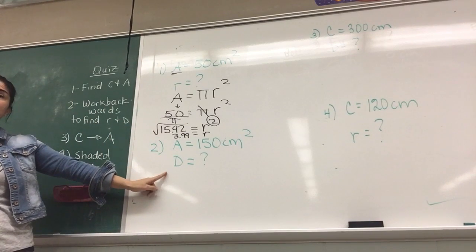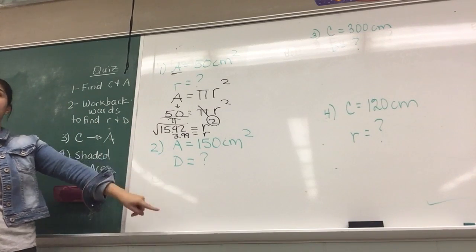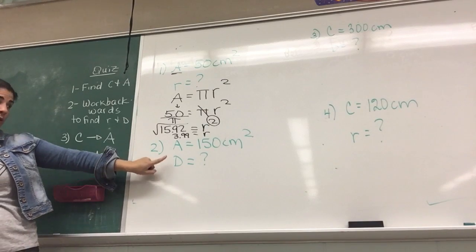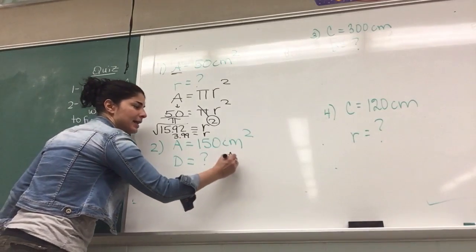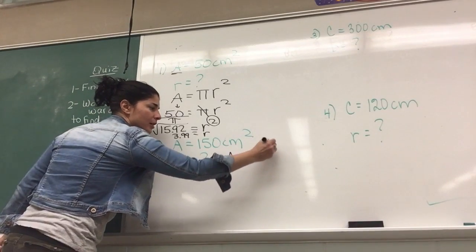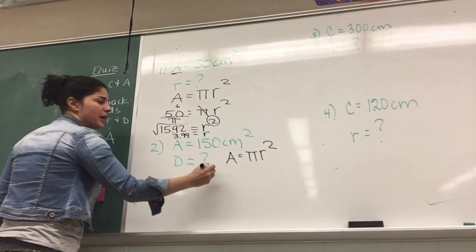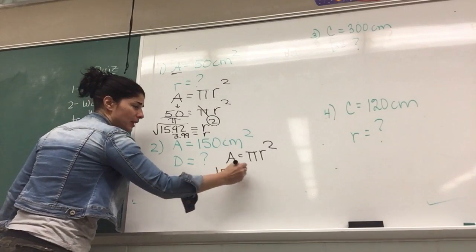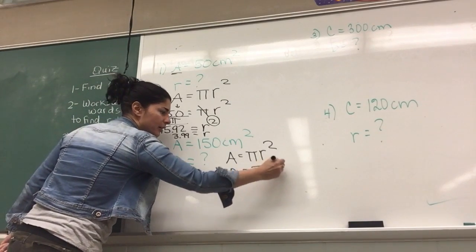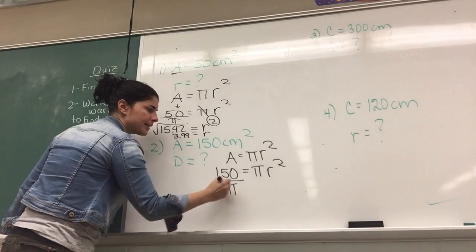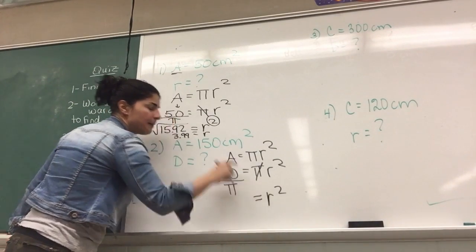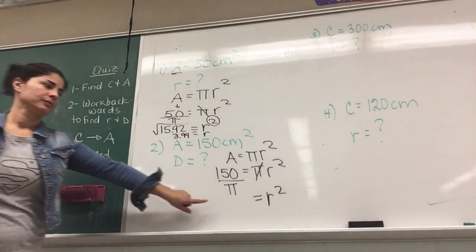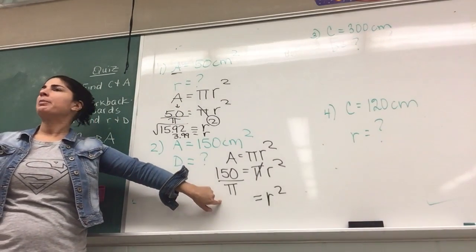I'm going to do the same thing for this guy, except I'm going to take one step further to get to my diameter. So I'm going to do the same thing I did for this. So I'm going to write A equals pi r squared. I know the area is 150 equals pi r squared. Divide by pi, same thing I did over here, divide by pi to leave me with r squared. Not sure what that is. What's 150 divided by pi?